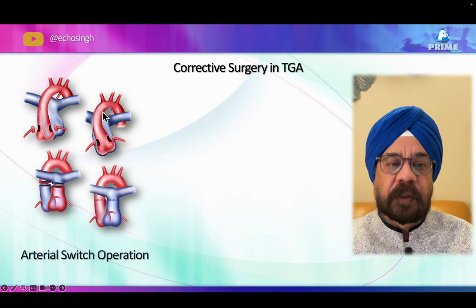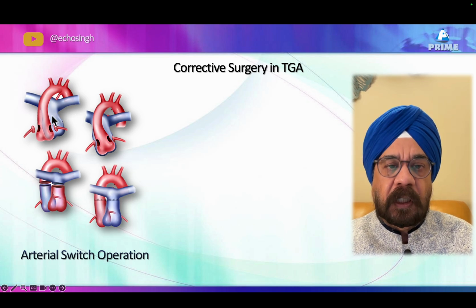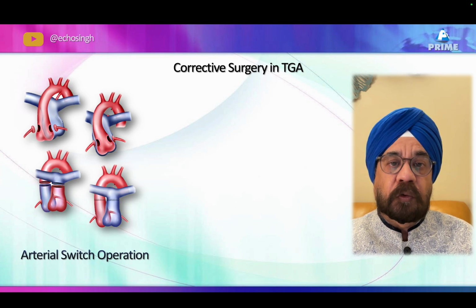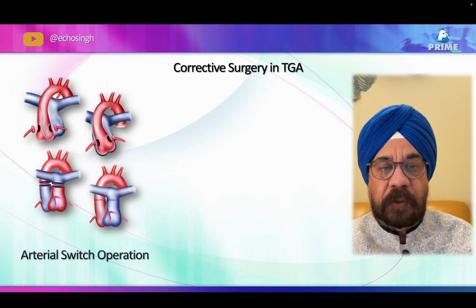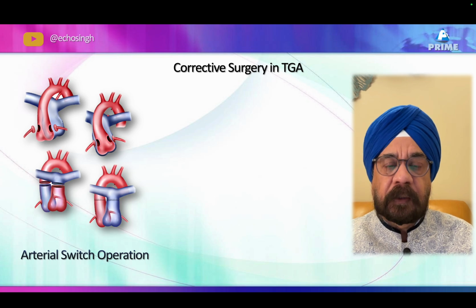How do we do corrective surgery? We actually do a switch operation. The distal part of the arteries we switch amongst each other. We divide the pulmonary artery and aorta and we switch them on the other side. And once we switch those, obviously the coronary arteries which are arising from the aorta have to be cut and shifted to the other side, right? This procedure should be done within a week or within 1 month of the birth.